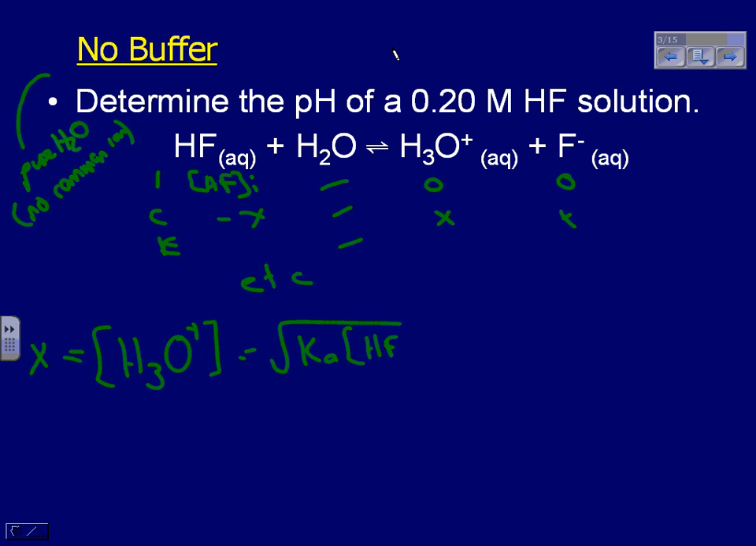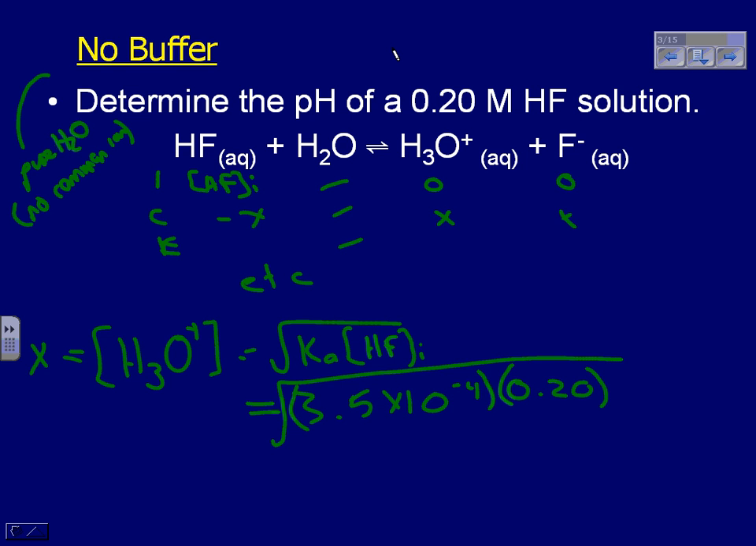The square root of Ka over the initial HF concentration, which we can get. This is a review. We know how to do this. Let's go ahead and do that. I do need the Ka, if somebody has the paper nearby. HF is 3.5 times 10 to the negative 4. This is 0.20 molar. Square root. That's going to get me H3O plus.